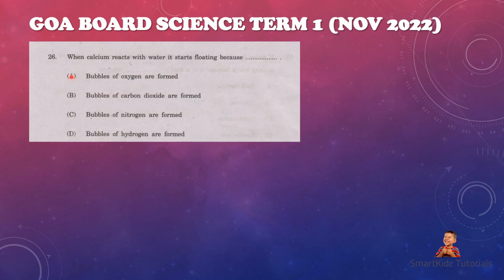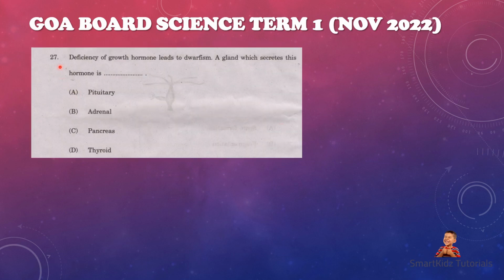Next question, when calcium reacts with water, it starts floating because bubbles of hydrogen are formed on top. 27, deficiency of growth hormone leads to dwarfism. A gland which secretes this hormone is pituitary. It is the pituitary gland, also known as the master gland of the body, which secretes this growth hormone. So if it is in less quantities, then the child will become dwarf or short in stature.